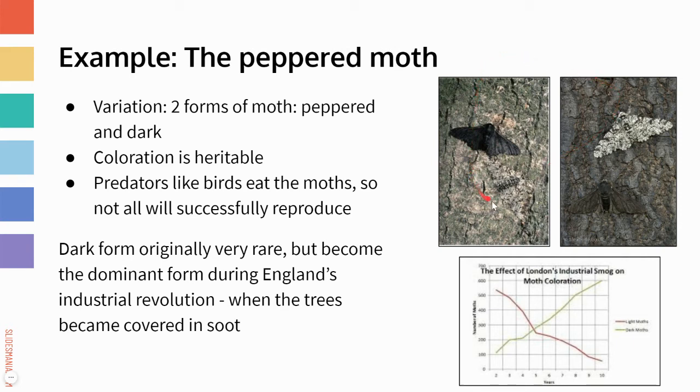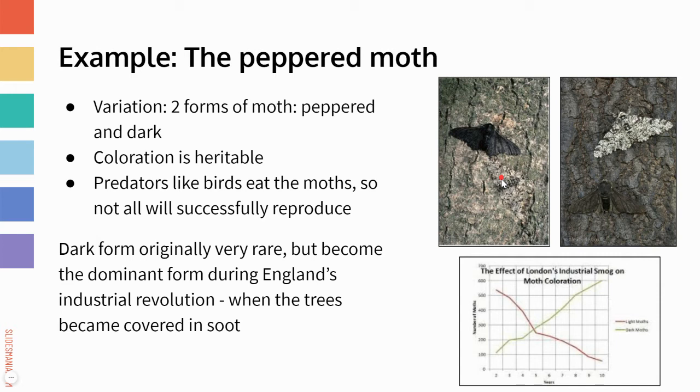Originally, the dark form was quite rare, and that's because the trees were looking like this picture on the left. It's the natural color of the bark and the lichen on it, and you can see that the dark moth sticks out quite a lot. So if birds were coming by, they would probably see the dark moth, whereas the peppered moth blended in a lot better and was probably able to avoid being eaten by as many birds, and therefore had more offspring, and therefore we had a higher percentage of peppered moths in the population.